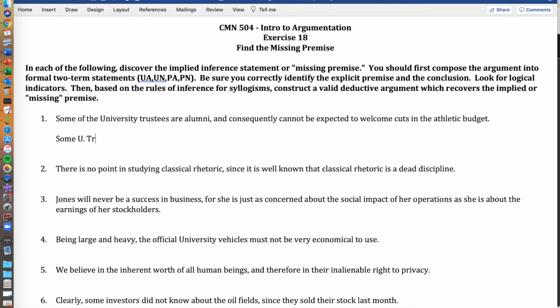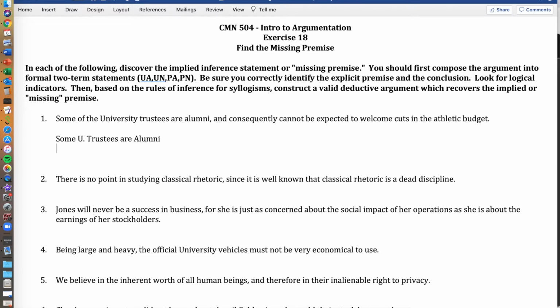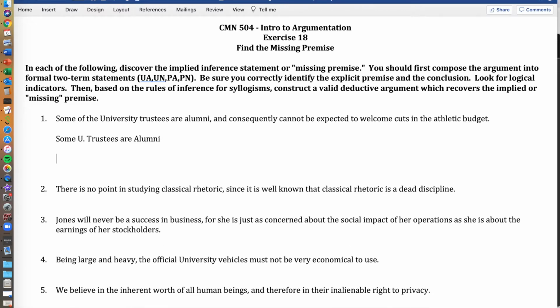Some university trustees are alumni, and then we have the conclusion, which is consequently cannot be expected to welcome cuts in the athletic budget. Well, who cannot be expected? It's the same subject term, some university trustees. So some university trustees, and this appears as a negative, so it's are not, and we'll call them athletic cuts welcomers.